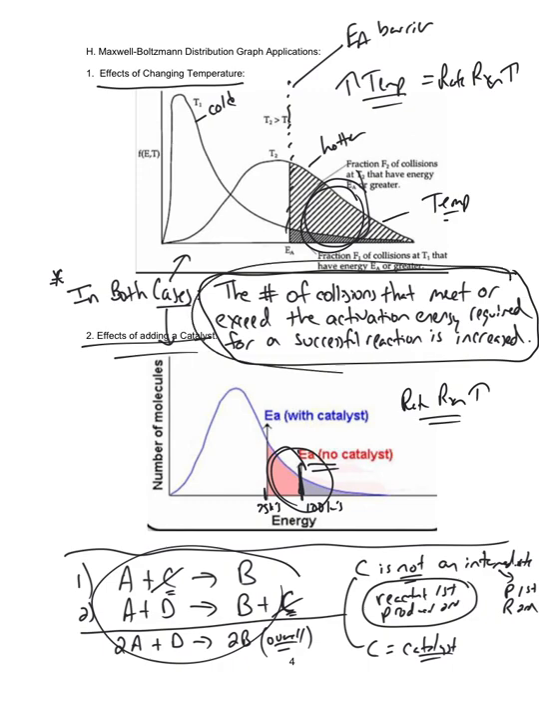But the key thing is right here. Explicitly, you want to state in your explanation that the number of collisions that meet or exceed the activation energy, that are at the activation energy or greater, will overcome the activation energy barrier for a successful collision. Make sure you state that exactly verbatim, and if you do that, you're guaranteed to get that point on the national exam. Okay? All right, now you've reached the end of the unit.